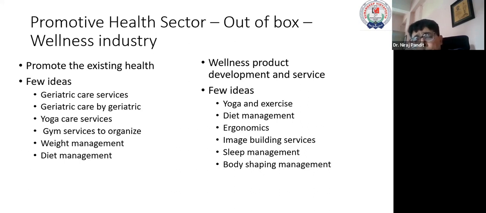Similar to the wellness product. I would like to say something about wellness: yoga and exercise both come under wellness. People have started businesses in yoga and exercise in a systematic way. Diet management, you know, dietitian services are available at the hospital and in the community. That is very important.